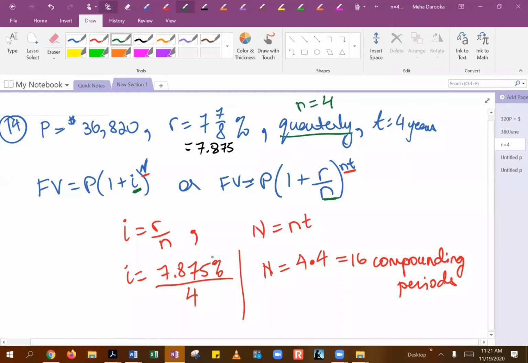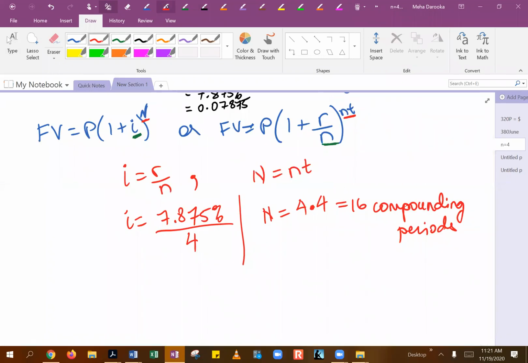So if you were to calculate your rate of interest as a decimal, we would move that 2 decimal places to the left. So you would end up with 0.07875. So in this calculation for the i, we would end up doing 0.07875 divided by 4. And what will that come out to be?